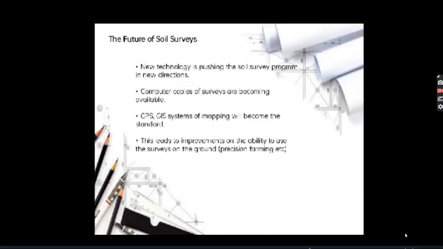The future of soil surveys. New technology is pushing the soil survey program in a new direction. Computer copies of surveys are becoming available. GPS and GIS systems for mapping will be the standard, and will lead to improvement in the ability to use the survey on the ground versus farming.